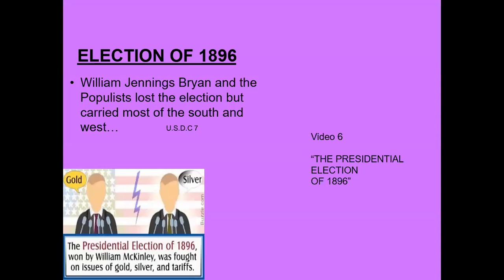Okay, this was a major product of the election of 1896. This was a major issue. I want you to watch this video in a moment. William Jennings Bryan led the Populists trying to push for bimetallism. He lost the election, but he carried the rural areas of the South and the West. The wealthier areas in the North, however, did not go for it. Watch video 6, the presidential election of 1896.